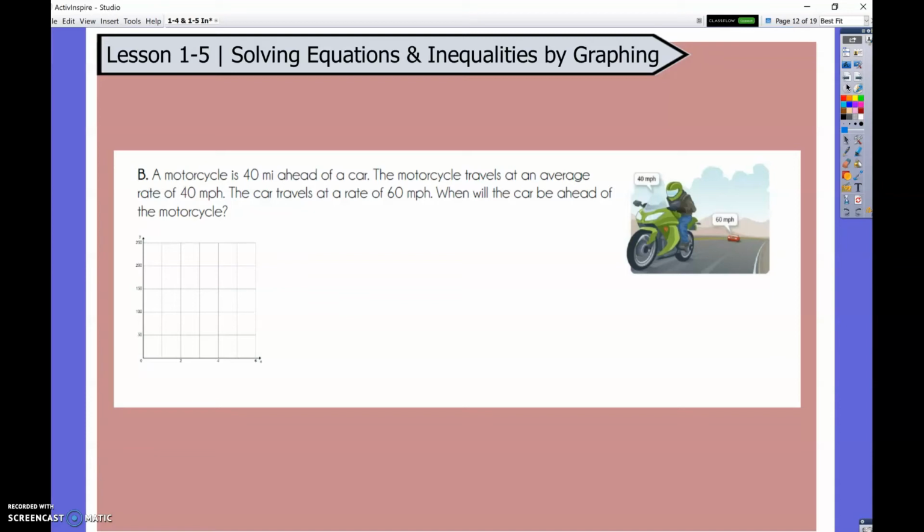When will the car be ahead of the motorcycle? I also like to think of, gosh, when will they meet up? When will he catch up? So let's think about our equations.